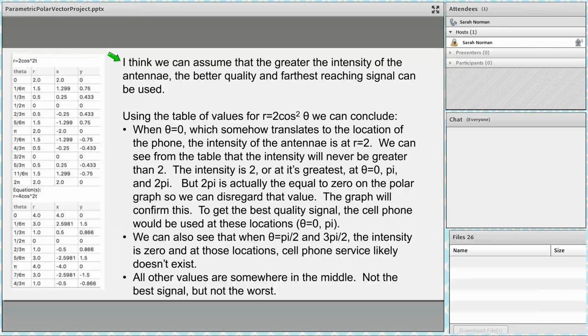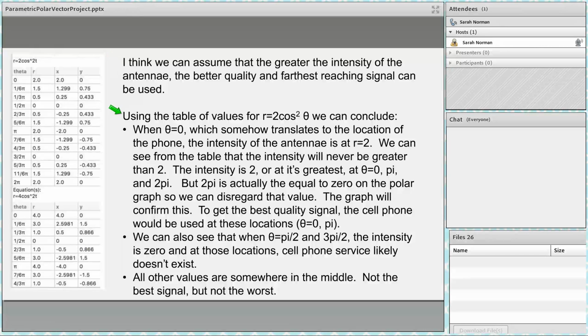So even though we might not know visually how that theta is measured, is it measured from the horizon, or from somewhere else? I don't really know that, and you could probably do some research on the internet about that. But what we really do know, and the only thing that we need to know, is that the more intensity, the better quality of the cell phone signal.